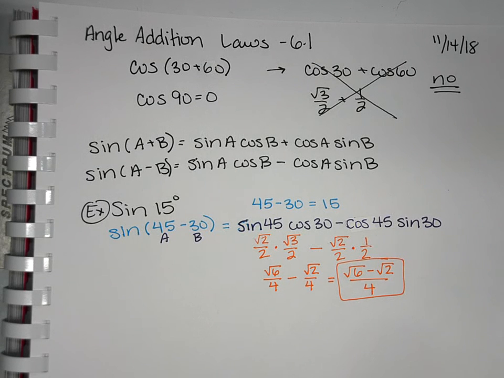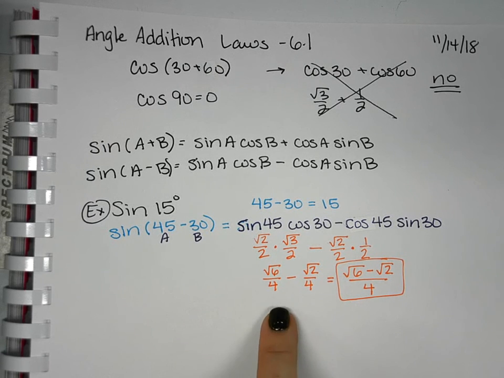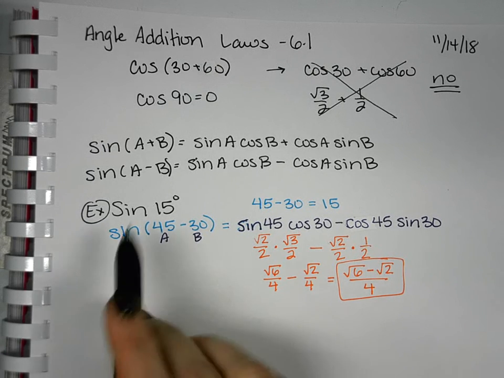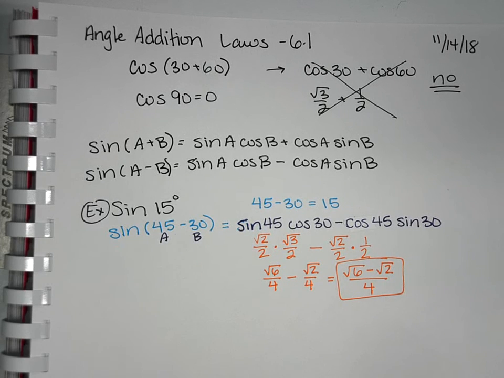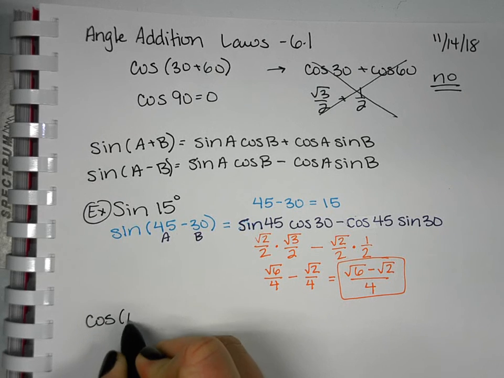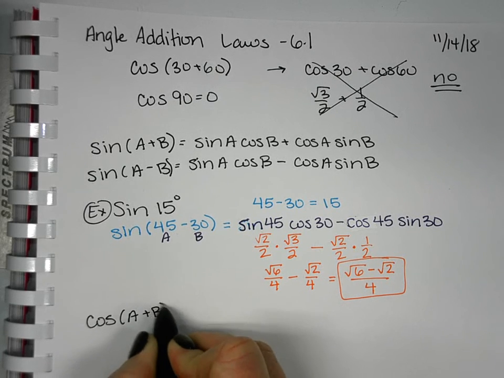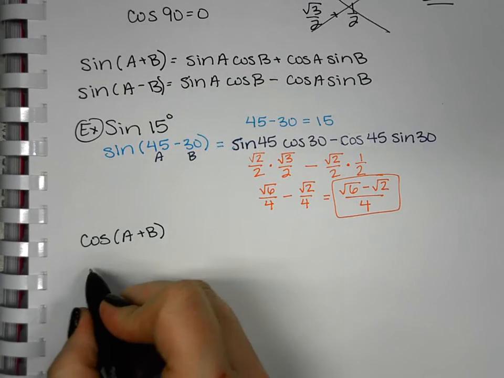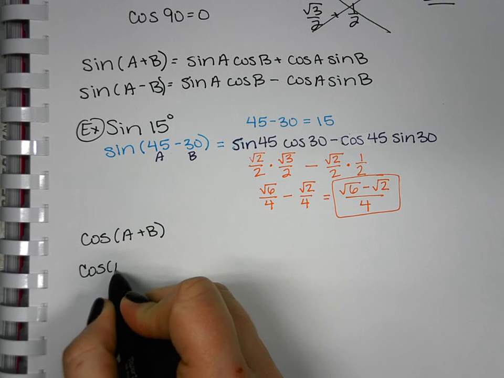So this is what we use these addition formulas and subtraction formulas to do, is to just rewrite numbers that aren't exact into ones that are exact that we can do this substitution for. So these two are the formulas for sine. We also have them for cosine. So cosine of A plus B and cosine of A minus B.